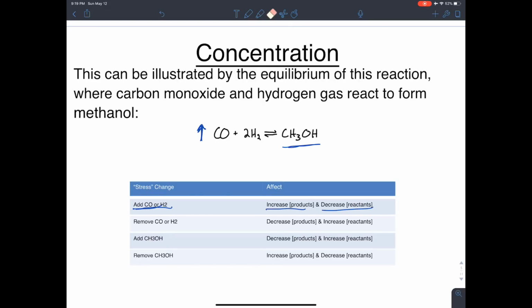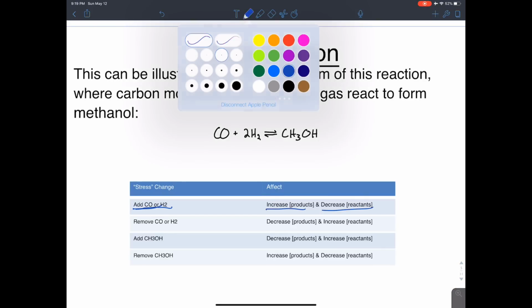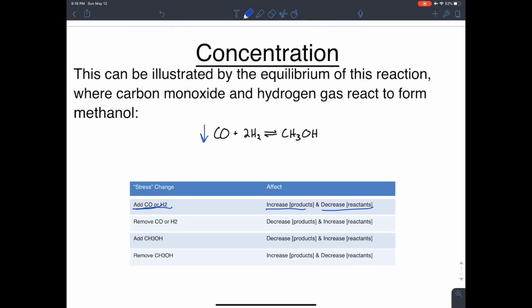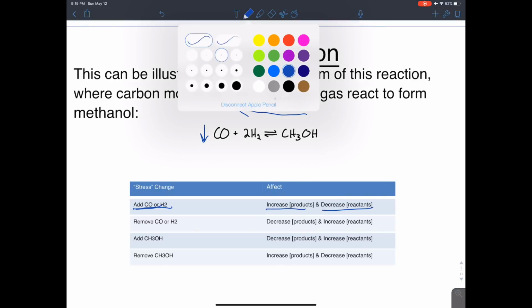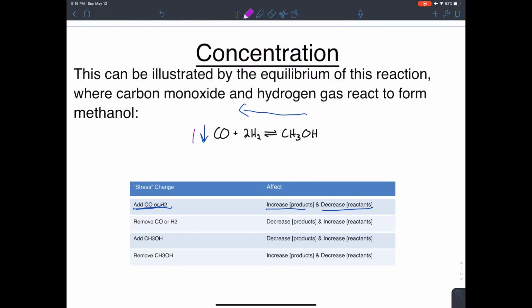Okay. So that's what happens if you do that. If you remove CO or H2, if you decrease the reactants, then it shifts this way to compensate for that. So if you do what's in the blue, it's going to react by increasing the reactants and decreasing the products. Okay. And then the opposite is true for the other side of the reaction.